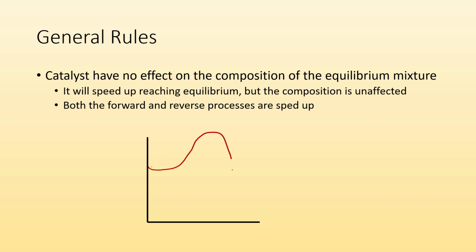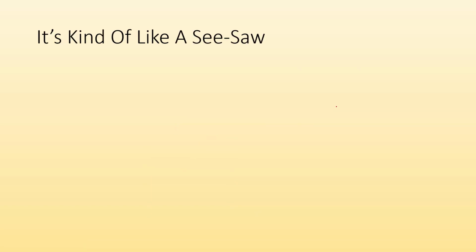So if this is my potential energy diagram, I have a forward process, forward reaction. I also have a reverse reaction going in the opposite direction. What a catalyst does is it lowers that activation energy and it lessens the hump. It decreases the requirement for energy, so things happen quicker. But it does it for both the forward and the reverse process, so it's not going to affect where the balance is. At equilibrium, it's not going to affect the composition. It's just going to speed up getting there.